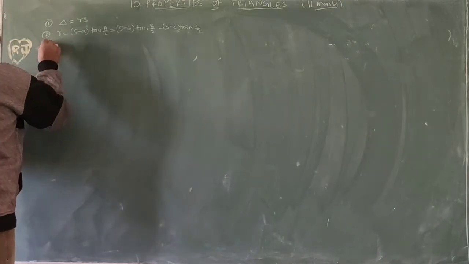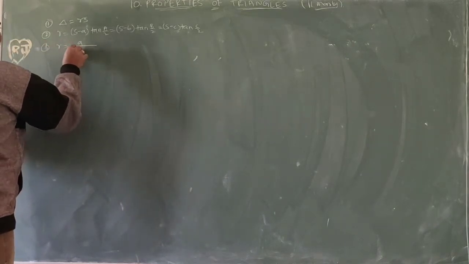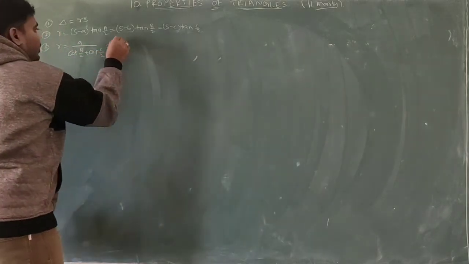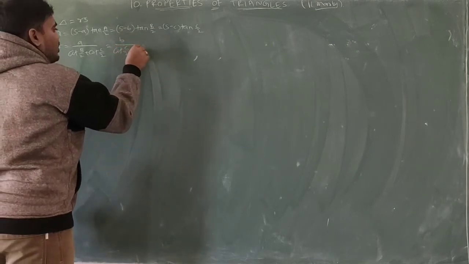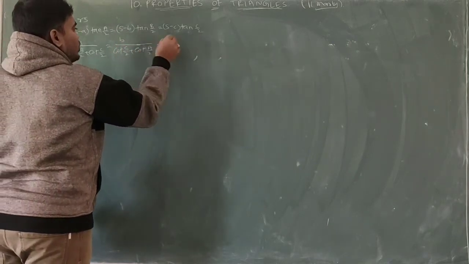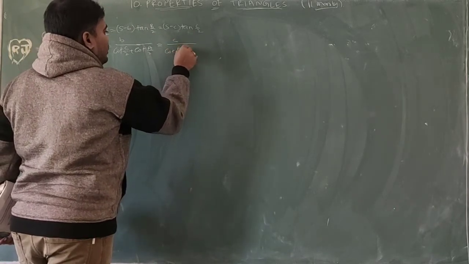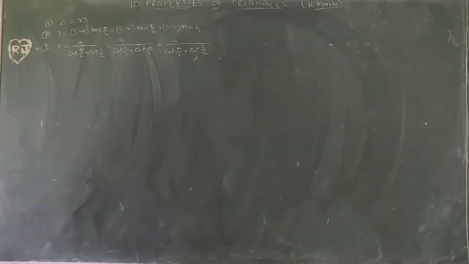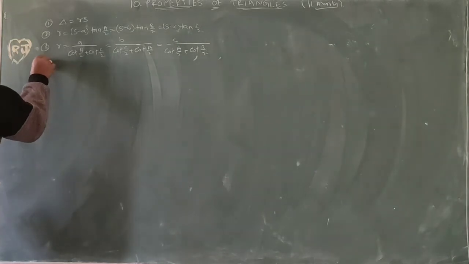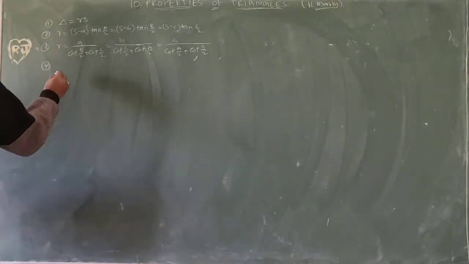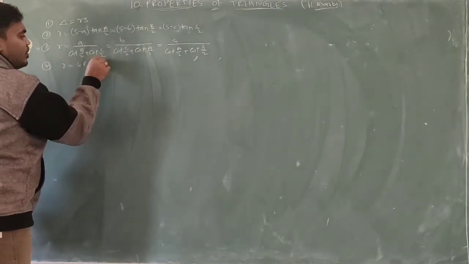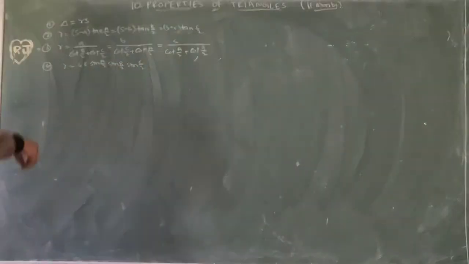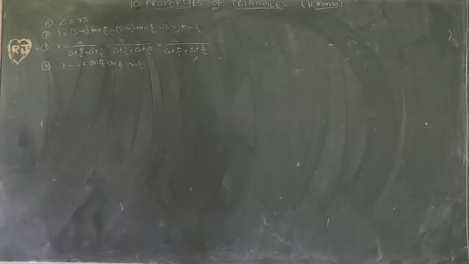Next, small r equals a by (cot B by 2 plus cot C by 2), which equals b by (cot C by 2 plus cot A by 2), which equals c by (cot A by 2 plus cot B by 2). Fourth: small r equals 4R sin A by 2 sin B by 2 sin C by 2.